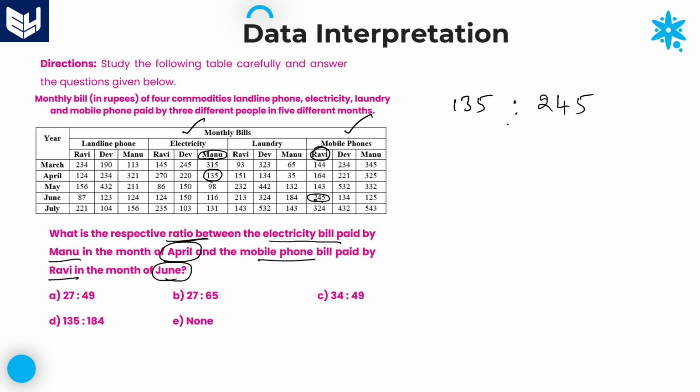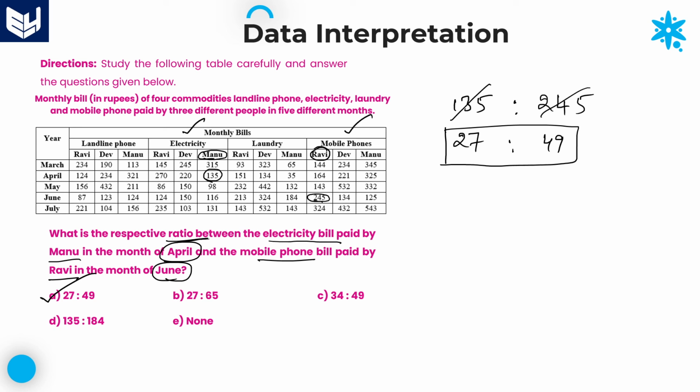Now you can cancel with the 5 table and you will get the result. Here 5 2s are 10, and next 35 means 5 7s are 35, so 27 over 245. Again you can cancel with 5: 5 4s are 20, 45, 5 9s are 45, so 27 is to 49. These two will not cancel. 27 is to 49. Option A is the right answer.